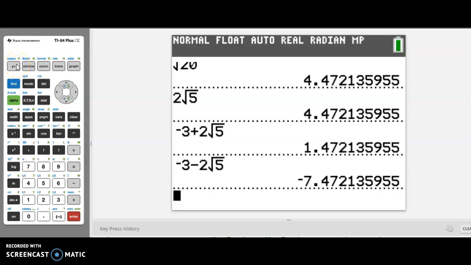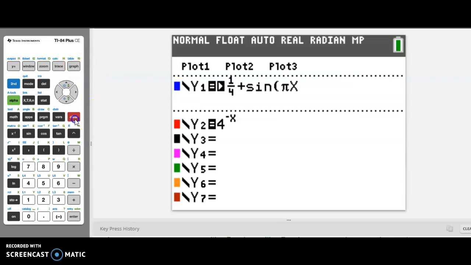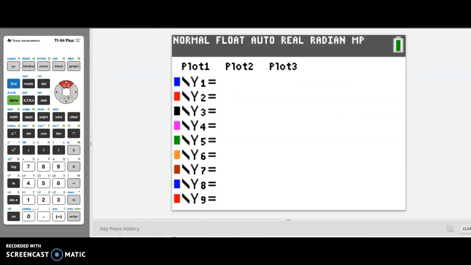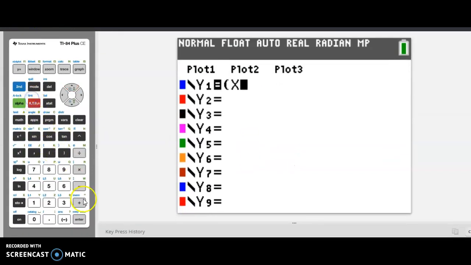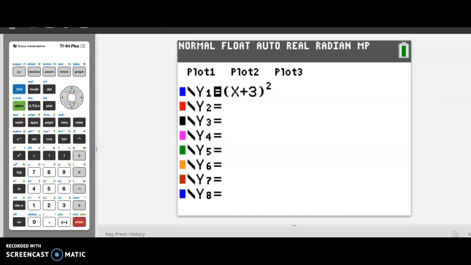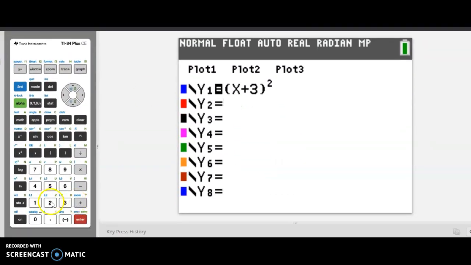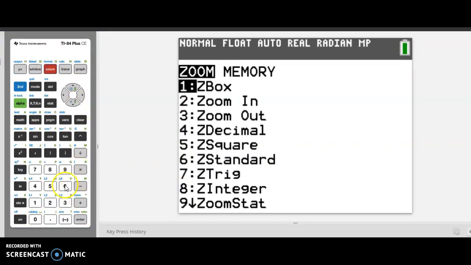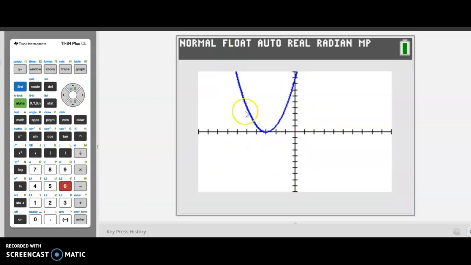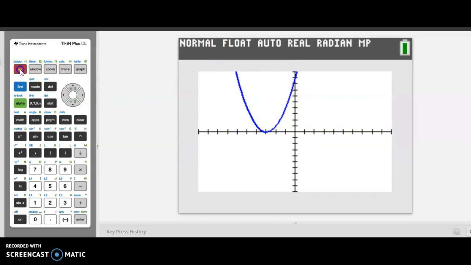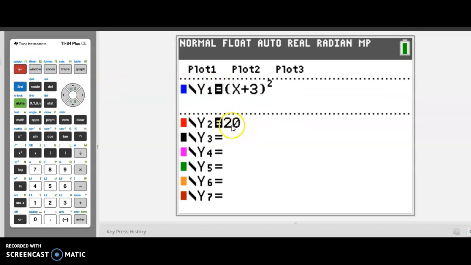If I go back to y equals, and let me clear this out, this is a different class, and I were to just type in those two equations, x plus 3 squared, and in a second equation, y equals 20. Now, when I hit zoom 6 to get my standard window, I don't know if you guys are using the same calculator. Right now, you only see the parabola. And the reason why you only see the parabola is the y equals problem is all the way up to 20.